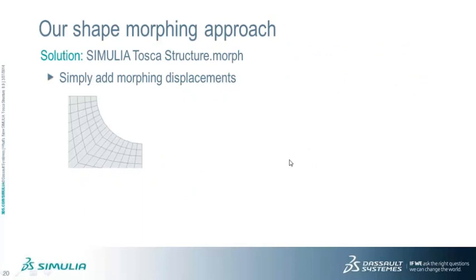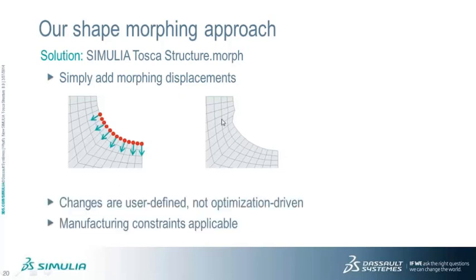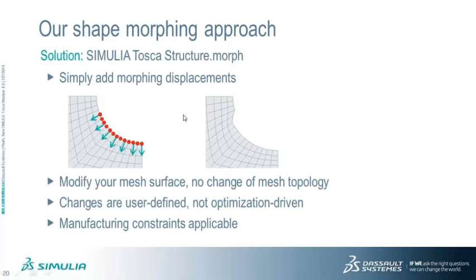So what we're doing with our shape morphing approach is that we're simply adding morphing displacements. So we define a node set, define a direction, and a user-defined morphing displacement, and in this case it would result, for example, in such a modified geometry. So we're really moving surface nodes similar to a shape optimization, but the big difference at that point is that we have no optimization-driven displacement. It's really user defined. It's kind of a design investigation tool. So the user is defining what to change on the geometry, and it's done by Tosca Structure.Morph.